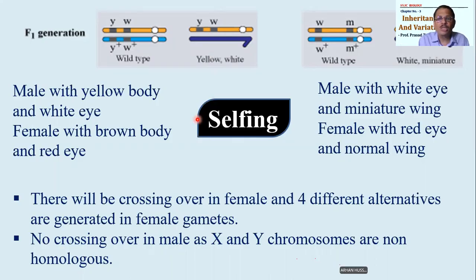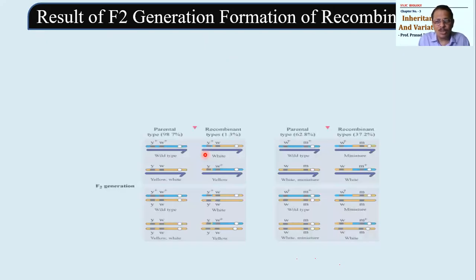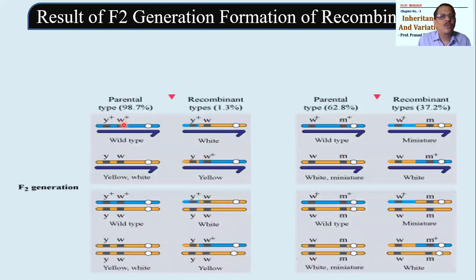So how many recombinations will be there? The total number of recombinations will be gametes produced by one individual into gametes produced by another individual. So 4 into 2, that will be 8 possibilities. So we have to consider now the result of F2 generation, and that is formation of recombinations. What does recombinations mean? Something different will be prepared here. What is different? Now see what has happened very clearly.